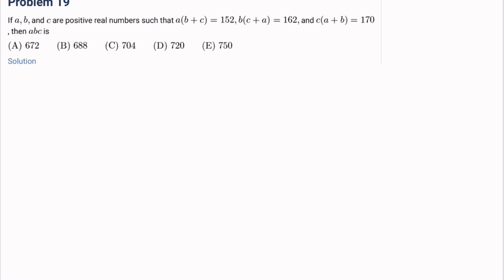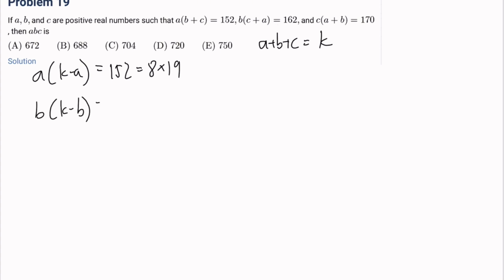B times (C plus A) equals 162, and C times (A plus B) is 170, then ABC is? Okay, so here, let's say A plus B plus C equals K. Then A times (K minus A) equals 152, which is 8 times 19. The next is B times (K minus B), which is 162, or 9 times 18. And then C times (K minus C) is 170, and this is obviously 10 times 17.